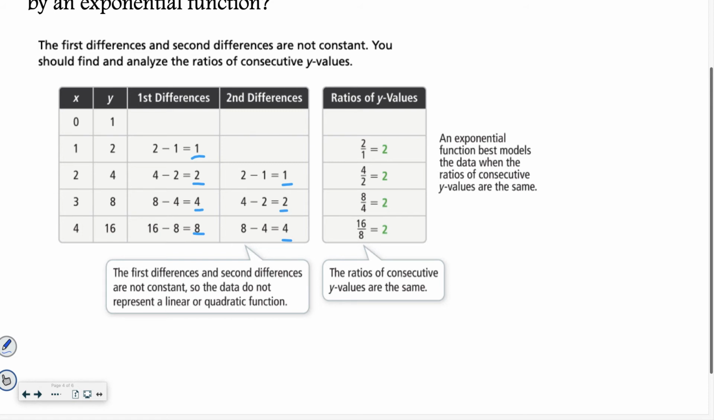So what you're going to do is you're going to go back to your y column, so way back to the start here, and you're going to say my second term divided by my first term. 2 divided by 1 is 2. Then I'm going to say my third term divided by the second term. 4 divided by 2 is 2. I keep going. I say 8 divided by 4. That's 2. Then I move up again. 16 divided by 8. That is again 2. Since those ratios are constant, we know that this is an exponential function, okay?